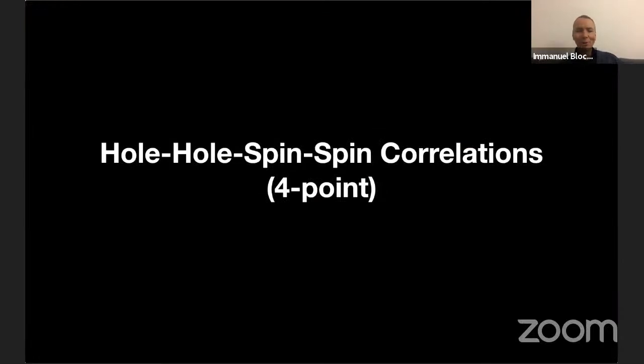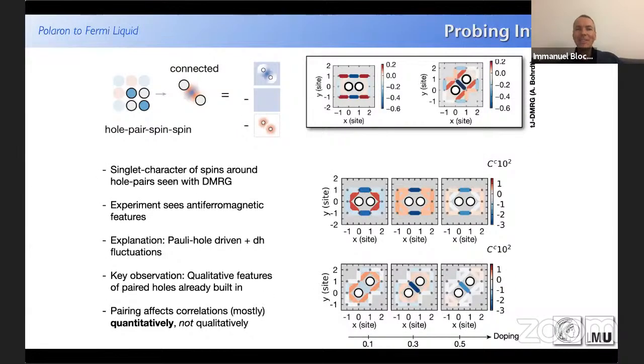The most complex is the whole spin-spin-hole correlator. So we're asking now, if we find two holes next to each other, how are the spins, again, the magnetic environment, how is the spin environment changed?